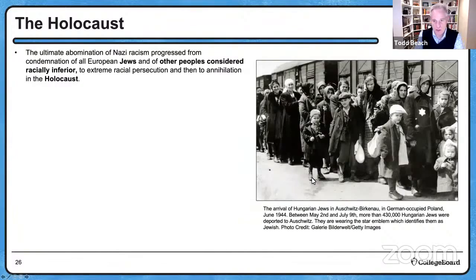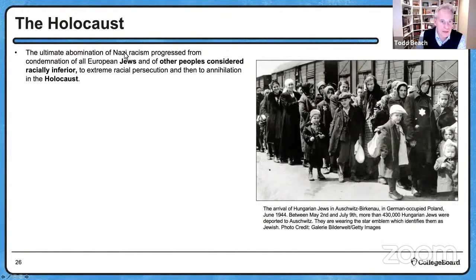And so you see this image. It's the arrival of Hungarian Jews at Auschwitz in German-occupied Poland in June of 1944. They are identified, you see, with that Jewish Star of David pinned to their coats. And this image is almost, I think, all women and children. You don't see any men in this particular image.